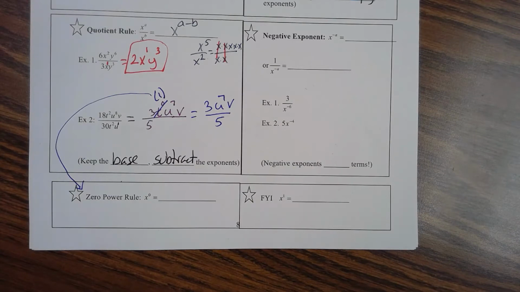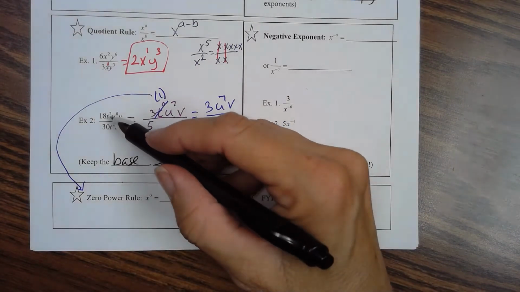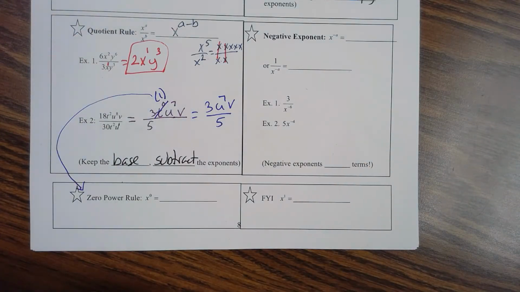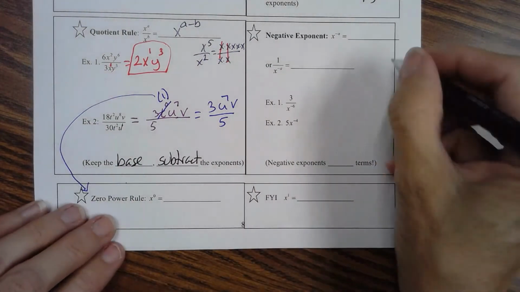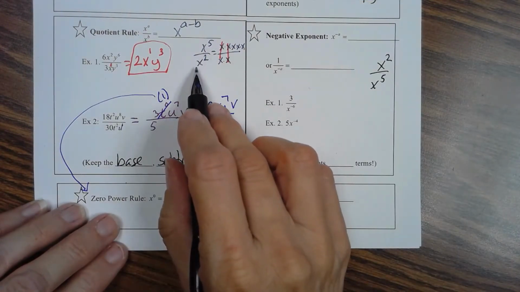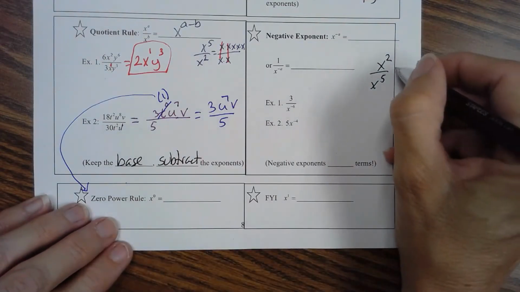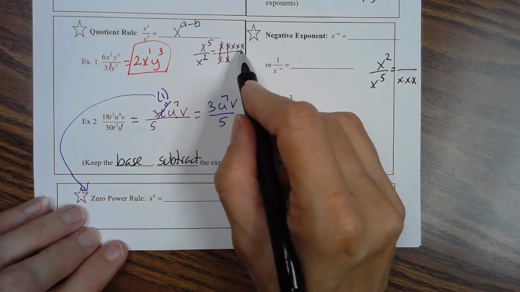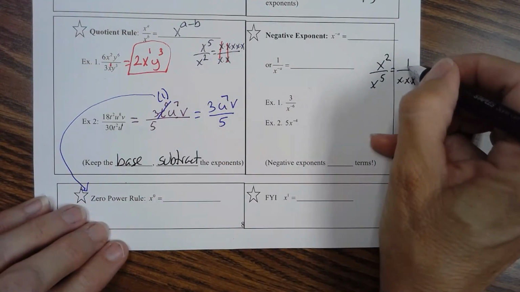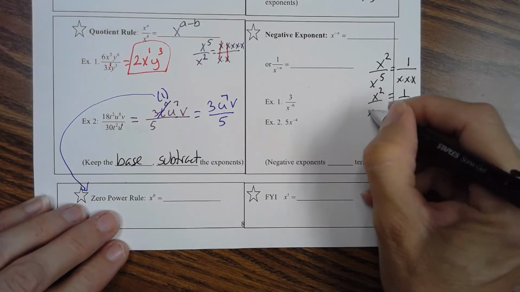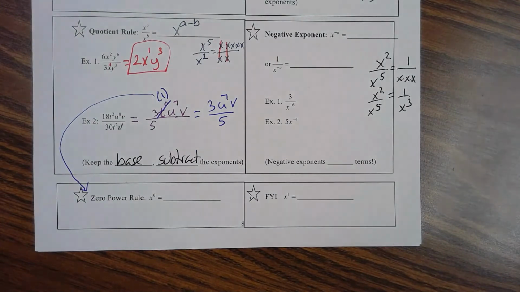But what happens if the variable with the power is bigger on bottom? We haven't had that happen yet. So say, for example, we had x to the 2nd over x to the 5th instead. Well, where would my x's be then? If I reduce, I'm going to have 3 x's left on bottom instead of on top. So what has to be on top is a 1. So we get 1 over x cubed. So x squared over x to the 5th equals 1 over x cubed.